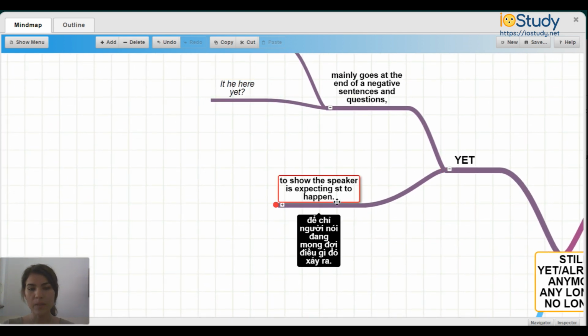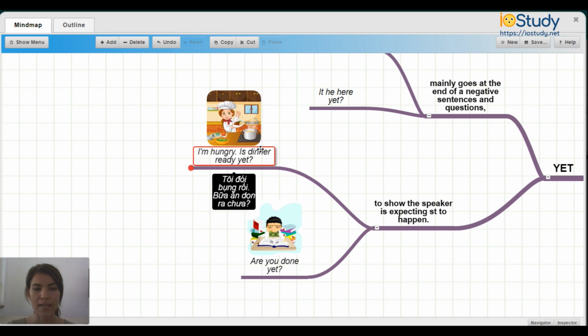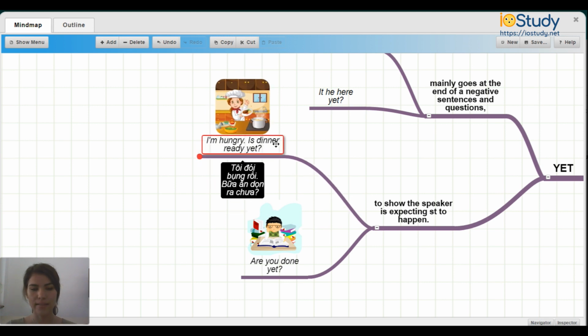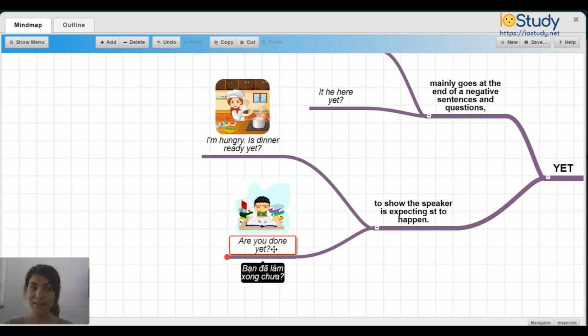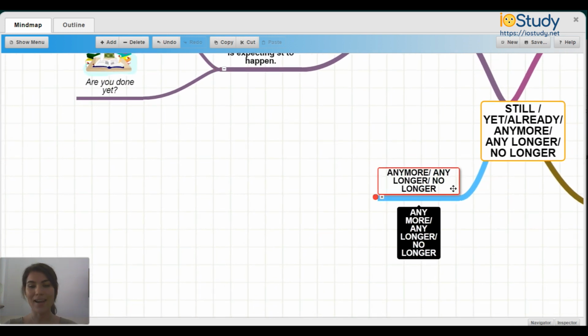We use yet to show the speaker is expecting something to happen. For example, I'm hungry. Is dinner ready yet? And are you done yet? Again, we're showing that the speaker is expecting something to happen. Now, using anymore, any longer, and no longer.